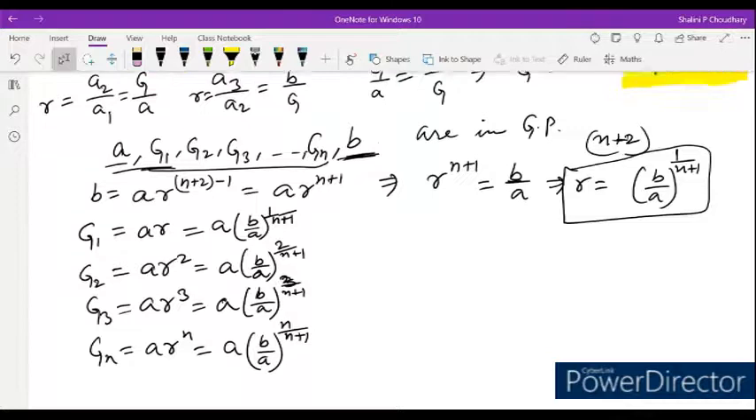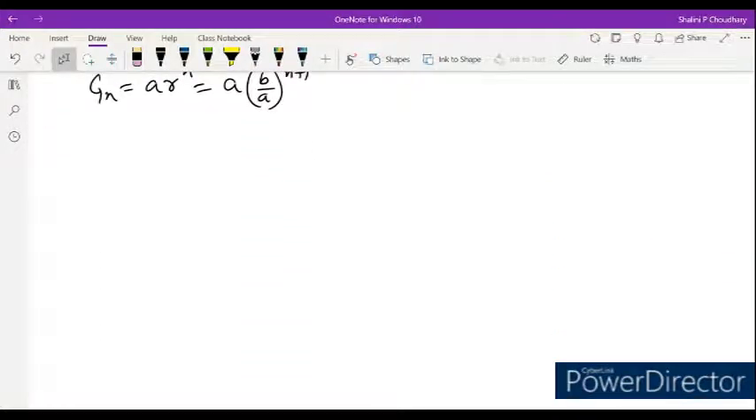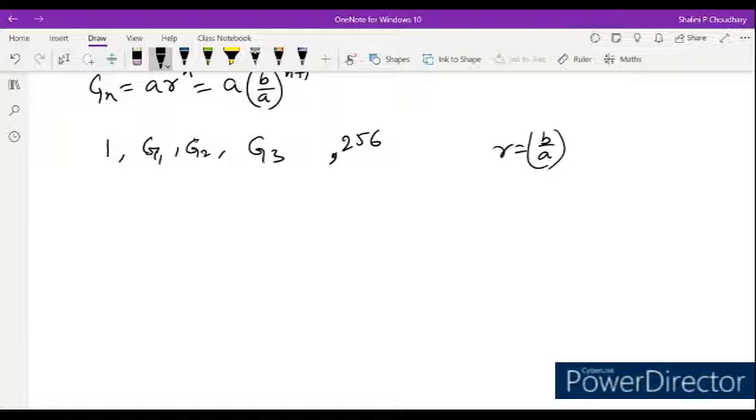Now based on this we can see some examples. If the numbers given are 1 and 256, and in between these numbers 3 numbers are inserted, G1, G2 and G3. So you know the formula, R will be equal to B upon A to the power 1 upon n plus 1. Here A's value is 1, B's value is 256.